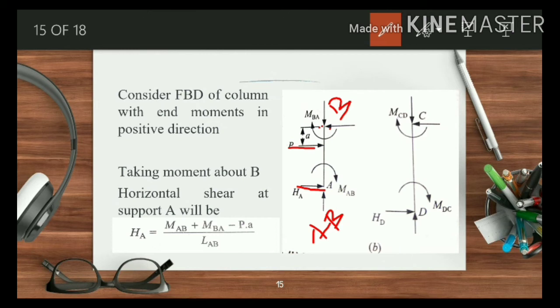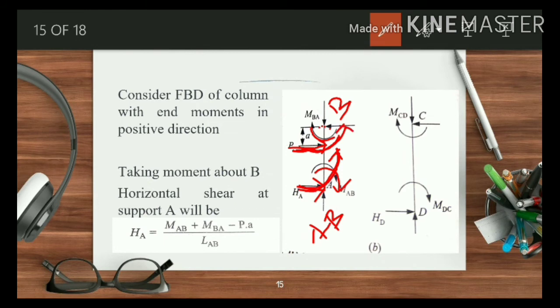First, HA into what will be the distance? HA into length LAB. When we take moment about B, HA into LAB will be in anti-clockwise direction. So HA into LAB is equal to the clockwise moments, MAB will be clockwise, and MBA also. Next, load P into distance A. P into A is again in anti-clockwise direction.